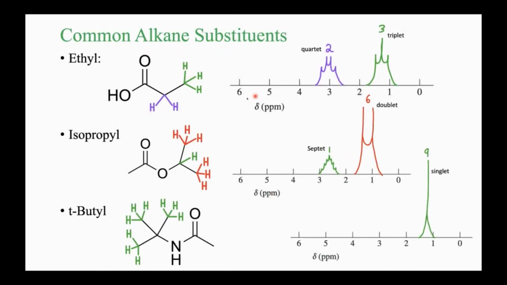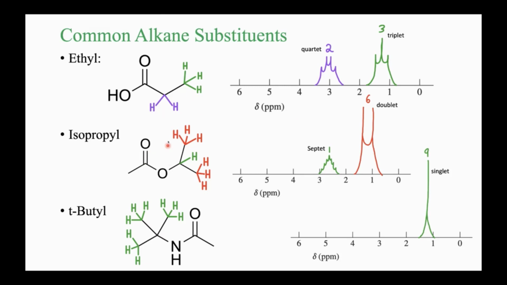So the common alkane substituents are ethyl, isopropyl, and T-butyl, and these have to be terminal. Just because you have 2 carbons adjacent, if it's like a 3-carbon chain, this pattern will be messed up. So it needs to be isolated. All these examples are not close enough to anything else to actually split, so we see this pure pattern.